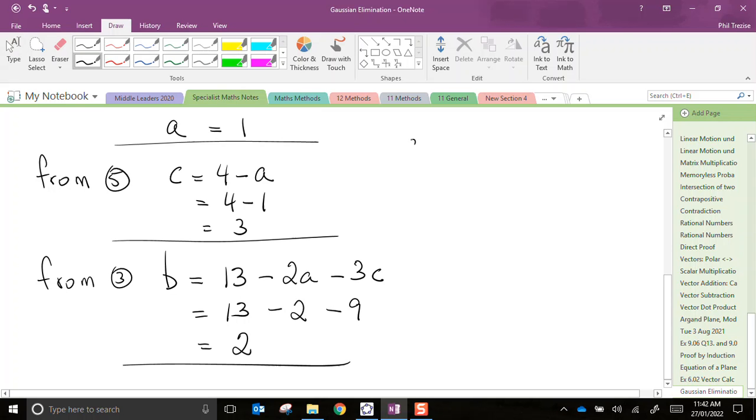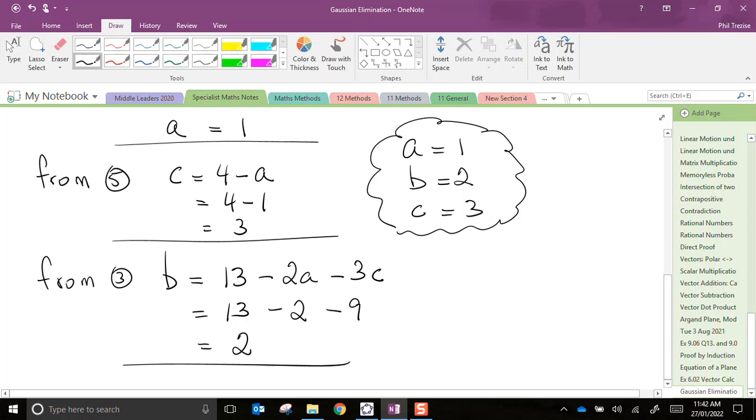I'll make a little note over at the side here. A equals 1, B equaled 2, C equaled 3. That's the unique solution to the three equations that we started with. Importantly, the method we've used here today is called Gaussian elimination.